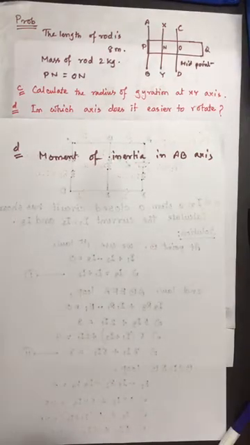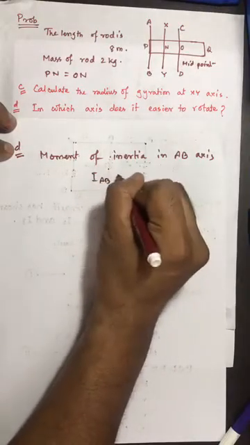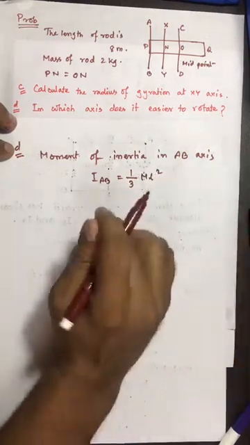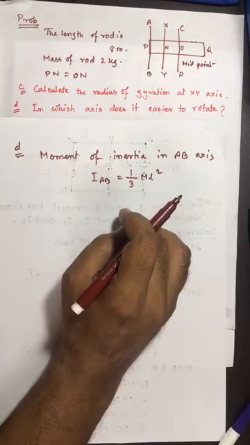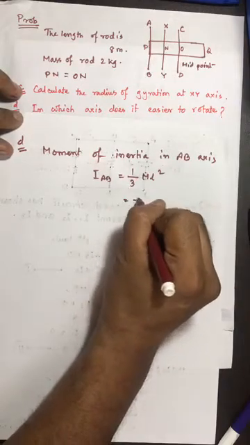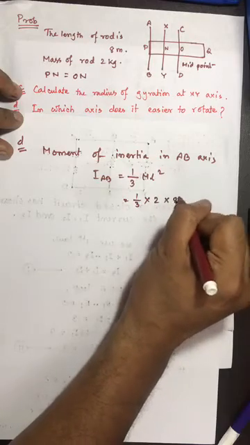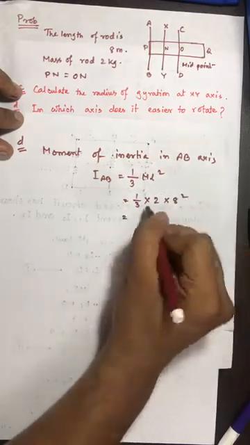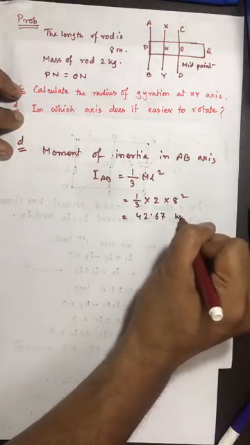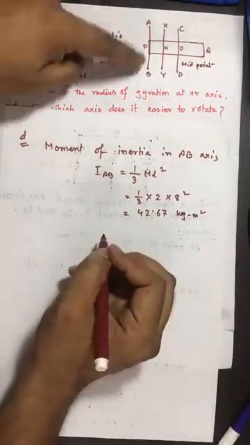Okay. Moment of inertia in AB axis. We know the moment of inertia formula, you see, check that: 1/3 ml square. Okay, girls, it will be written as the moment of inertia from one end, as I talked about earlier. So 1/3 ml square, where m is 2 kilos and L is 80 square. It's coming to 42.67 kg meter square.